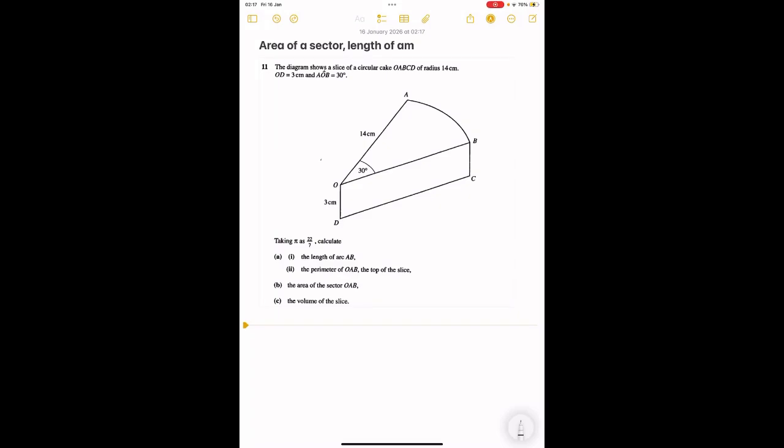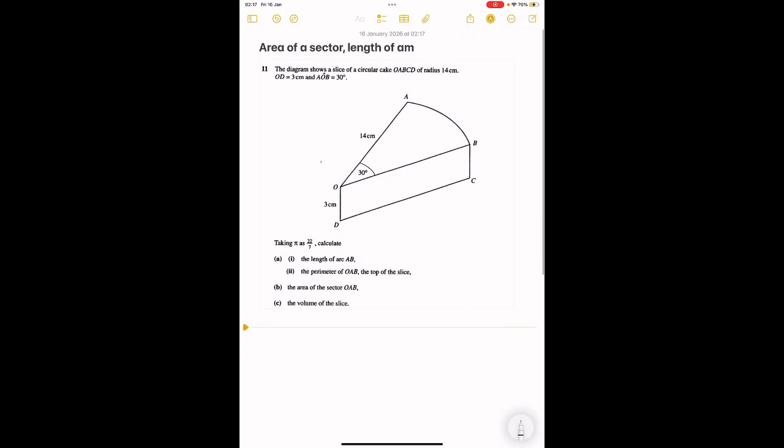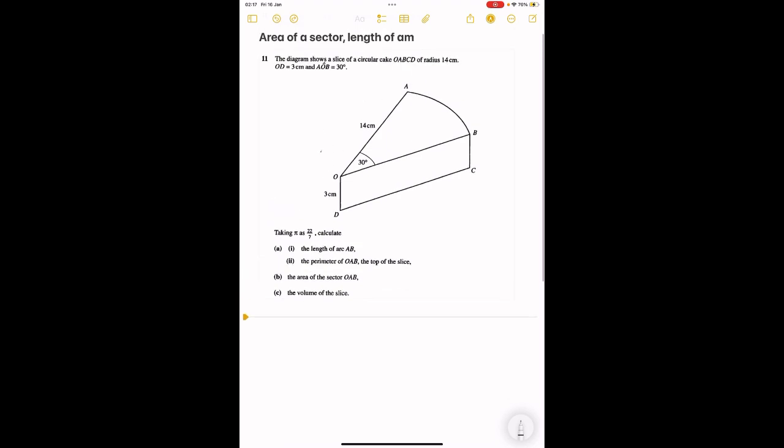Good day. Today's topic of interest is area of a sector and length of an arc. So, as you can see, we have a question. The diagram shows a slice of a circular cake O, A, B, C, D of radius 14 centimeters. We are given the dimensional length of the radius and the angle between them as well as the height. So taking pi as 22/7, calculate the length of arc AB, the perimeter of OAB, the area of sector and volume of the slice.